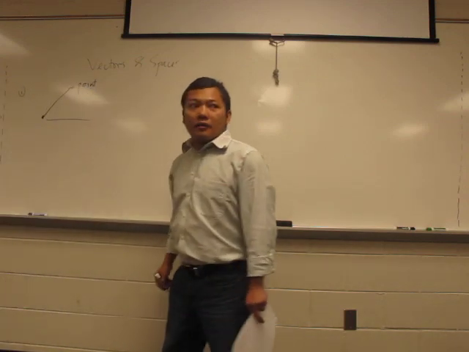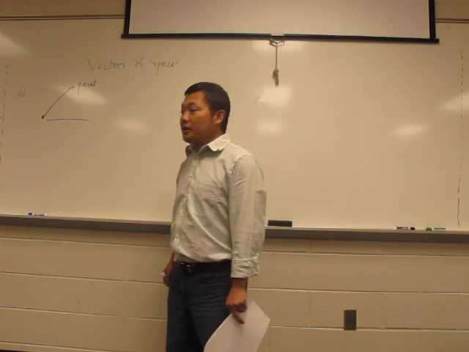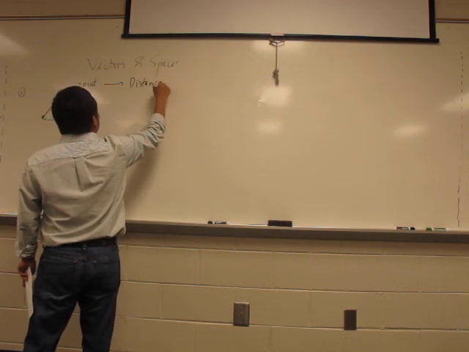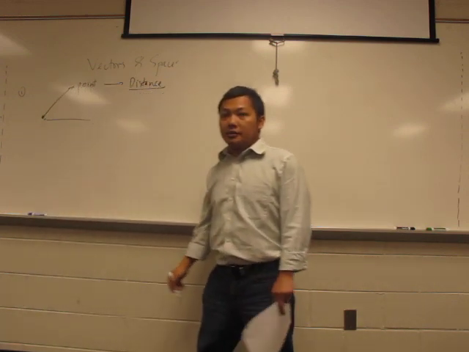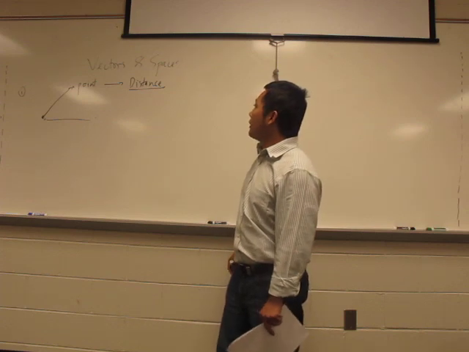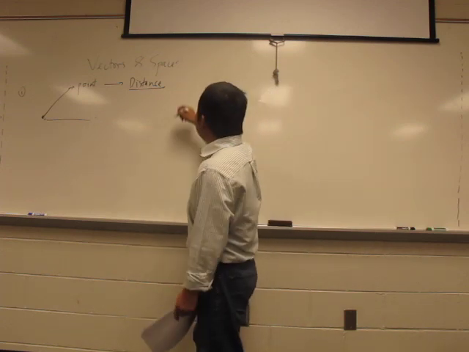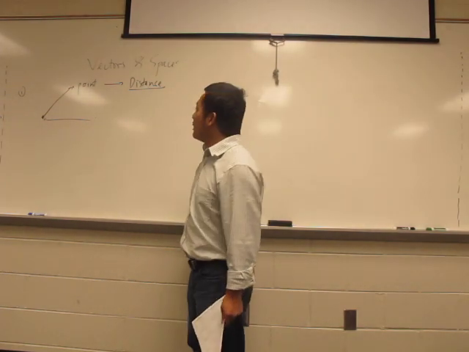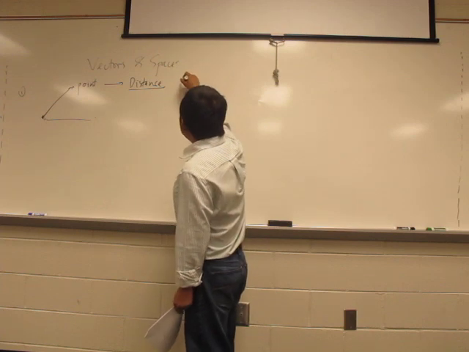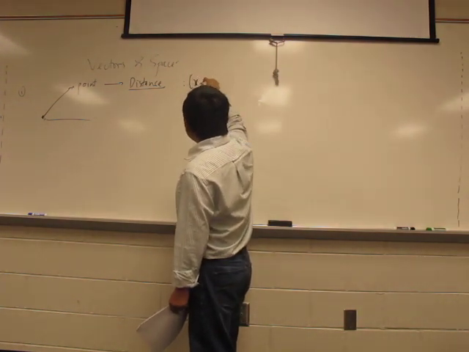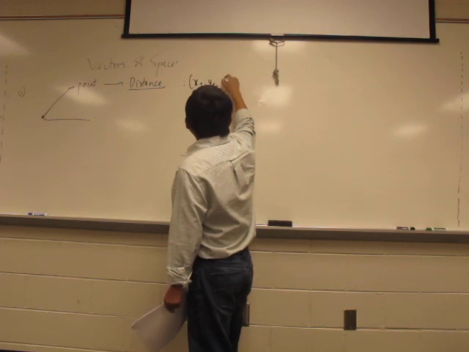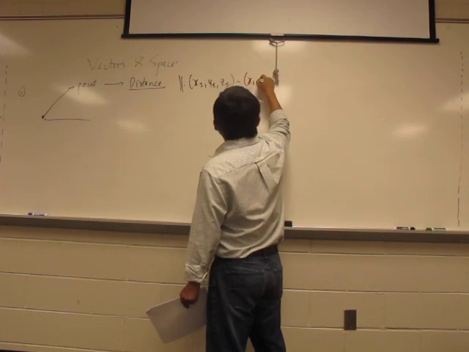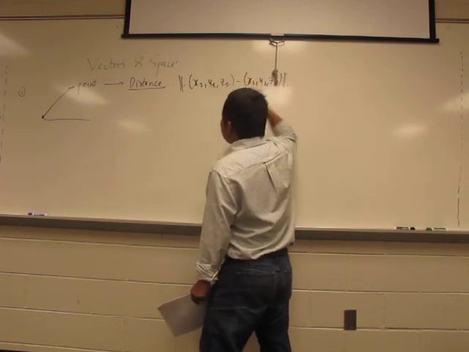For vectors or for points, you need distance, right? You need distance for them because we need distance to measure. Without distance, we cannot do anything. So we need distance between two vectors, and I will consider only R3, because R2 is a special case. X1, Y1, Z1, and then the distance to this one, X2, Y2, Z2. All right, just that.